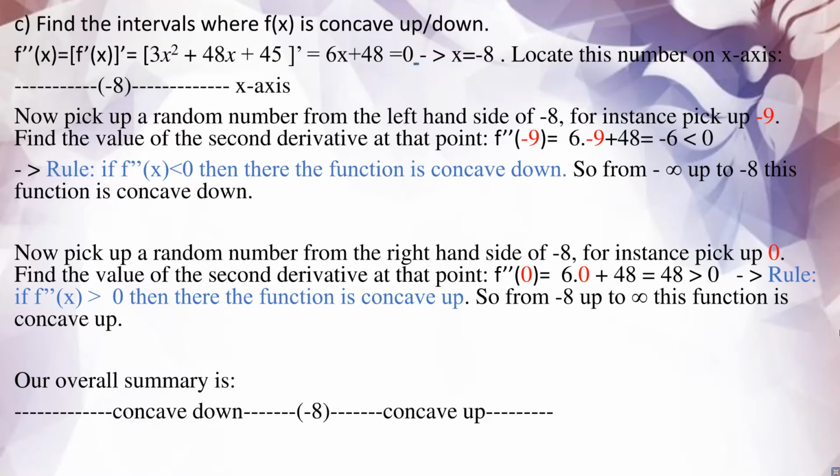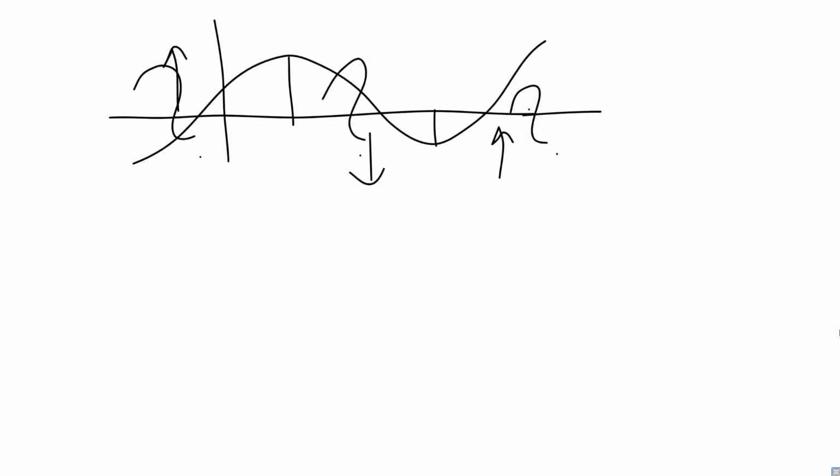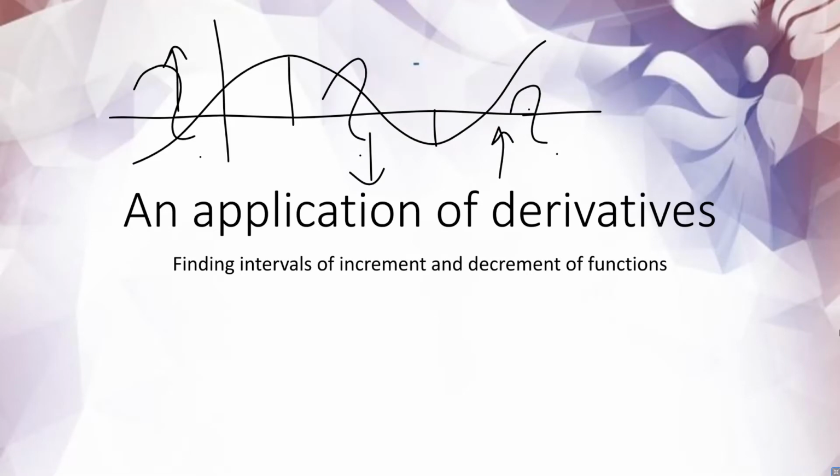Find the intervals where f(x) is concave up and down. Now, let me first explain that. What does it mean here? What does concave up mean? Well, concave up means the function's graph is going to look upwards. Okay? Anything that is a part of this curve that looks like this curve is called concave up.